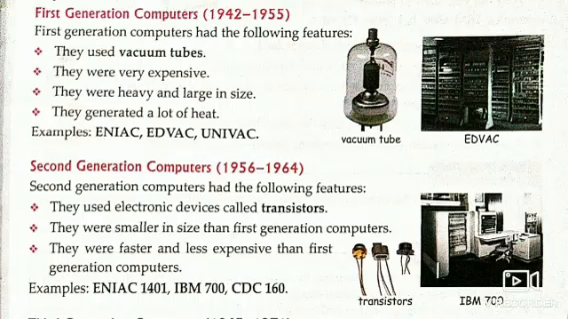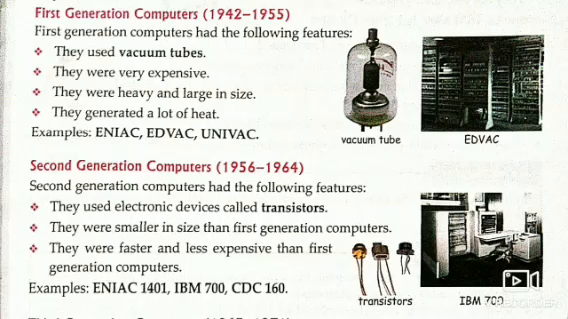First generation computers had the following features. First, they used vacuum tubes. Second, they were very expensive. Third, they were heavy and large in size. And fourth, they generated a lot of heat. For example, ENIAC, EDVAC, and UNIVAC.